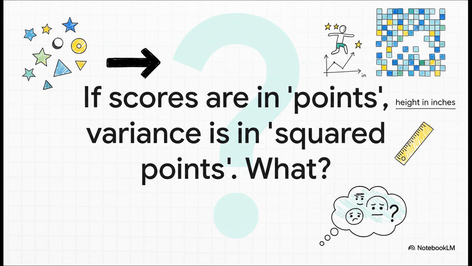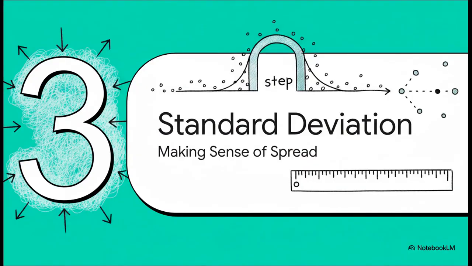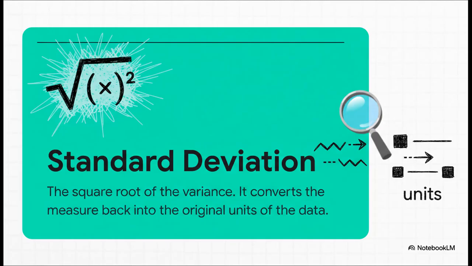How do we get this back to something we can understand? Thankfully, there's one last super simple step that brings this number back down to earth and makes it all make sense again. We just take the square root of the variance. That's it. We literally just undo the squaring we did earlier.